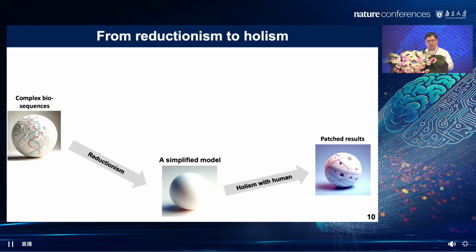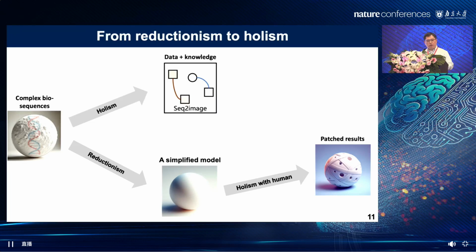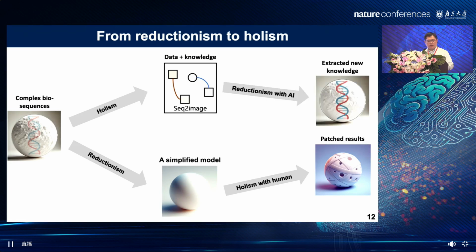With this in mind, can we move away from this? Can we find a different way, not using the simplified model? What we are proposing is that instead of throwing things away, we add knowledge to the data. We propose sequence to image. We can use this kind of data representation to encode both data and knowledge, and then we can use AI to try to extract new knowledge. This is the way we can do better things.